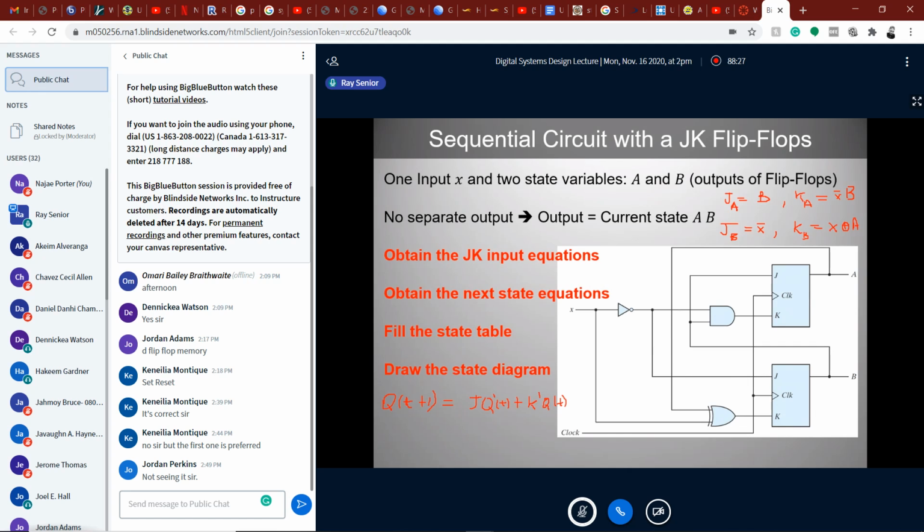Take the J value, and you simply AND it with the complemented present state value, and then you OR it with the complement of K and the present state value. So it is J Q prime plus K prime times Q. In this case, if we want to write it down for the A variable, it would be JA that we just calculated, AND A prime, because A is the present state value, and then plus K A prime, and then we AND that with A.